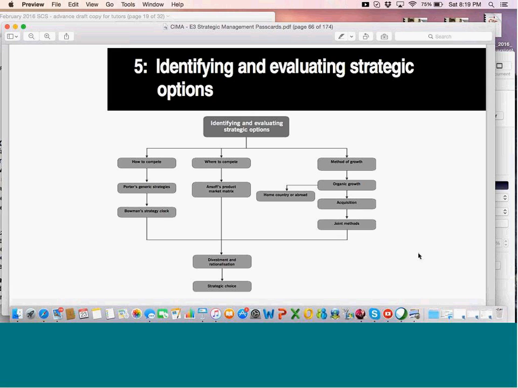Correct. So your role entails, it states, you're performing the role of a senior finance accountant, and you're going into evaluating strategic projects, right? So therefore, this is going to be the heart of your activities, identifying and evaluating strategic options, right? And why are you going to do this? Because you need to find out how to compete in the market, methods of growth.